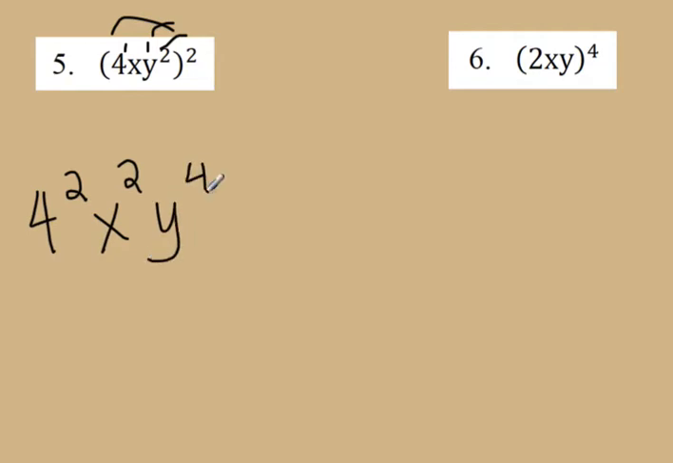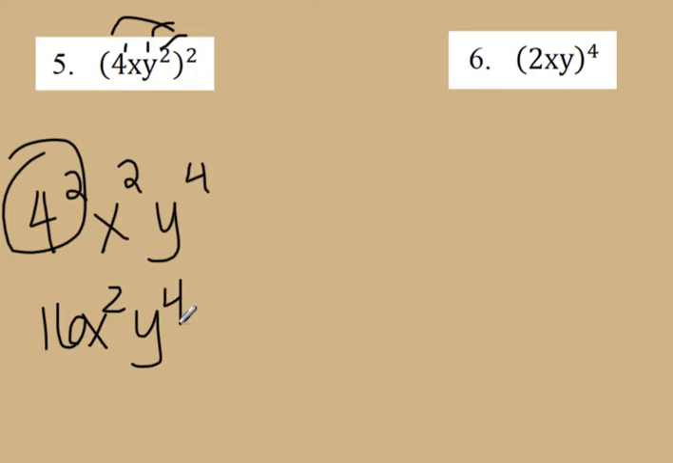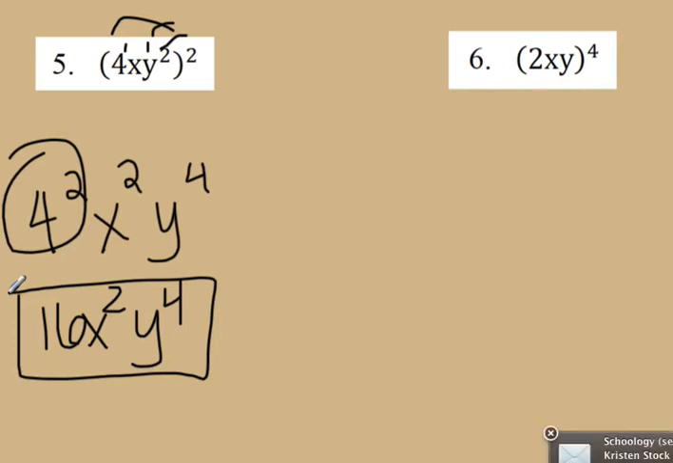Now, before this is fully simplified, I need to take 4 and raise it to the 2nd power. Well, 4 squared is really the same as 4 times 4, which is 16. So I have 16x squared y to the 4th. So that right there is my final answer for number 5. Now let's take a look at number 6.